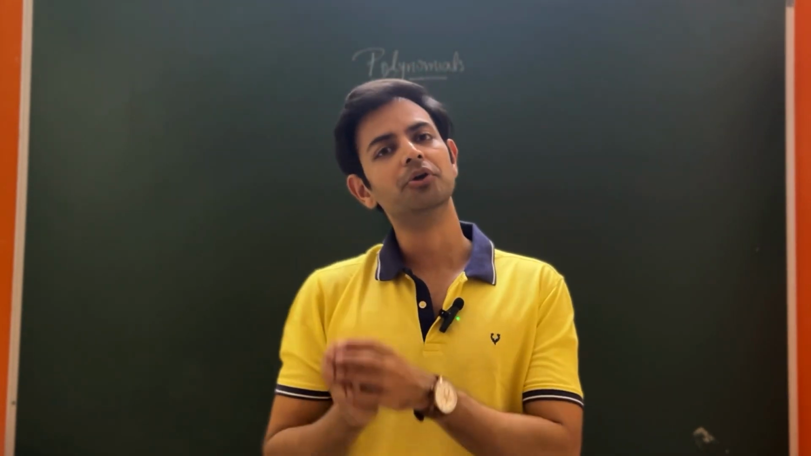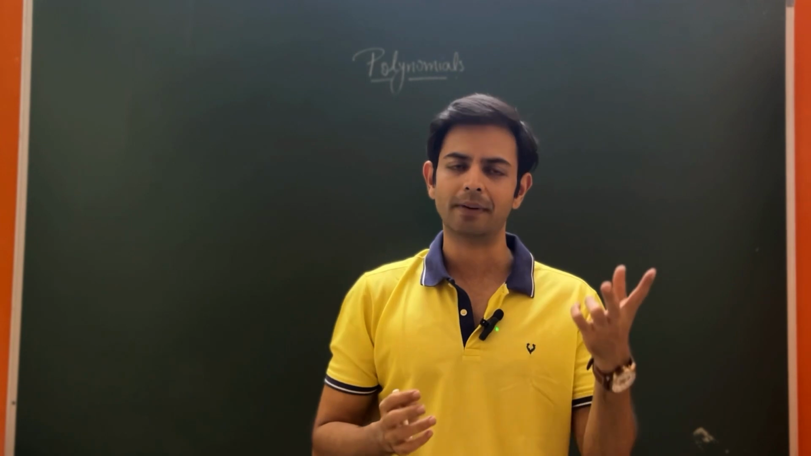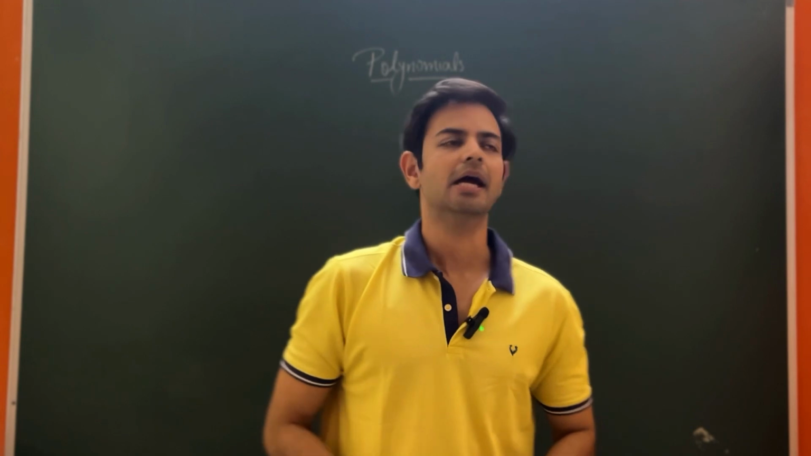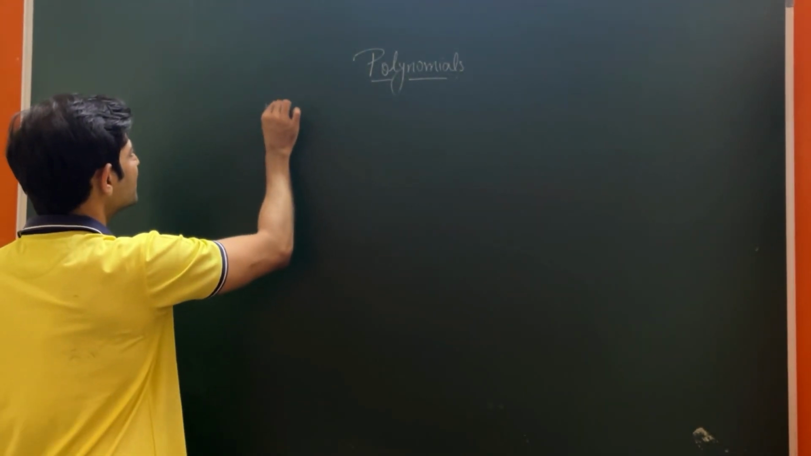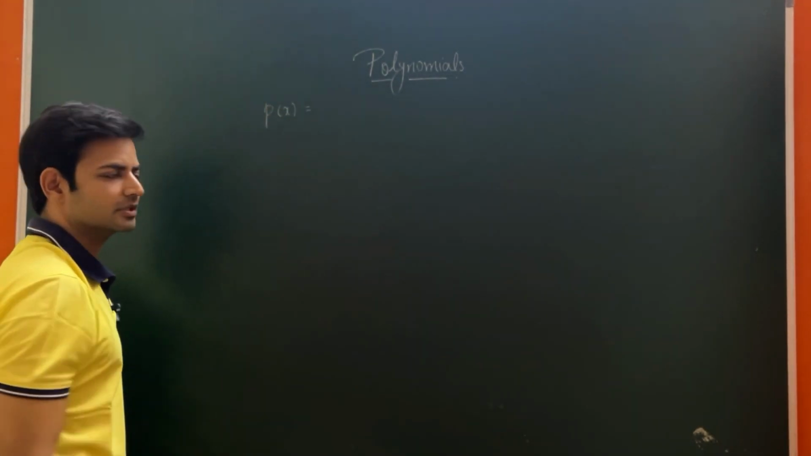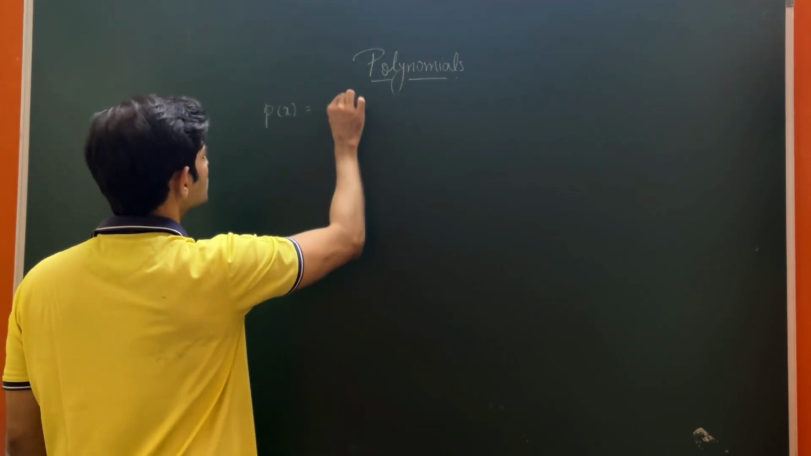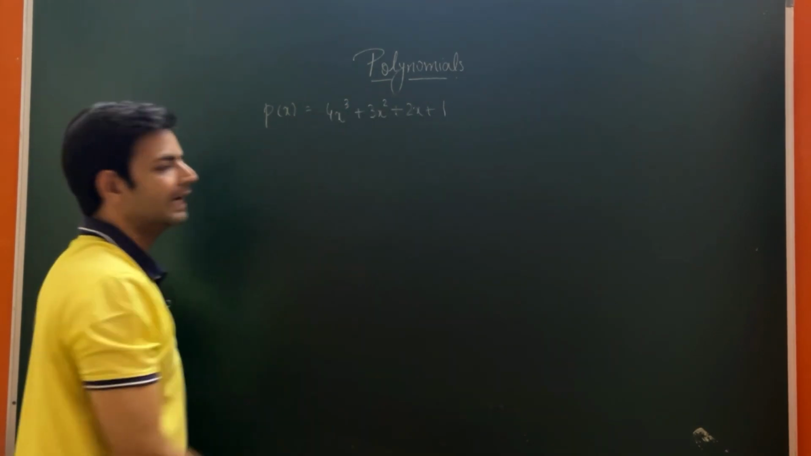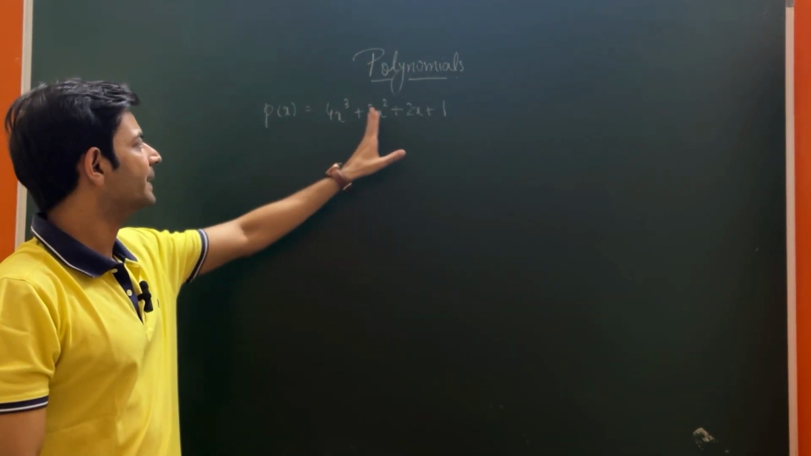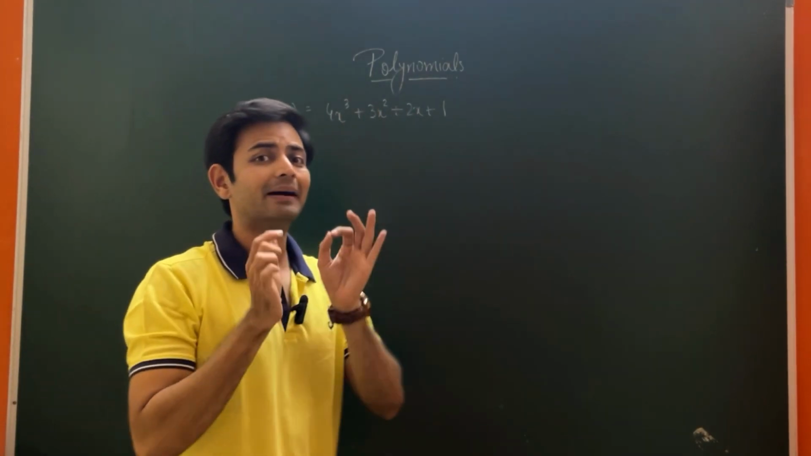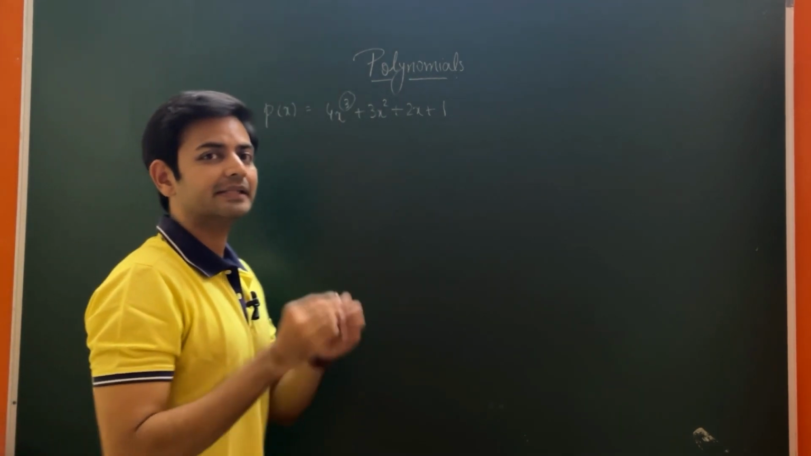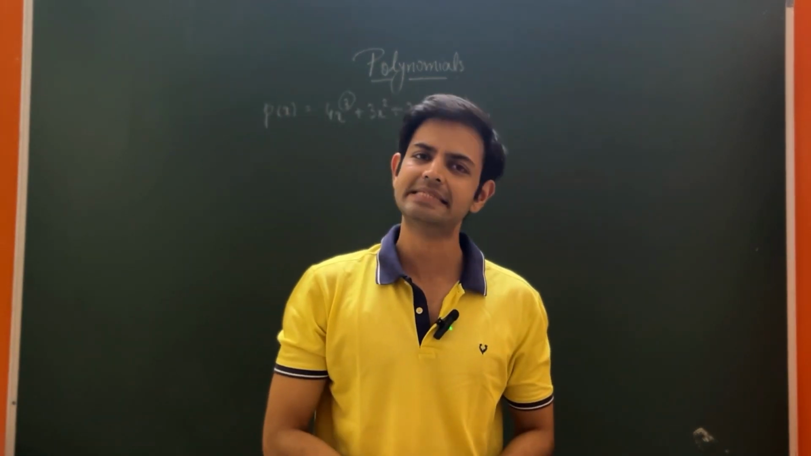Now let us understand the types of polynomials. Polynomials can be categorized based on two parts. One is the degree and second is the number of terms. Now what is degree? Degree is the maximum power in any polynomial. So if I have 4x cube plus 3x square plus 2x plus 1, here I have x cube, x square, x, I have all of these. But the maximum power of x is 3. So the degree of this polynomial is 3.